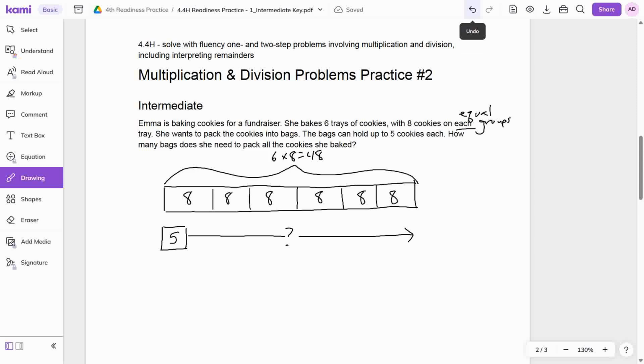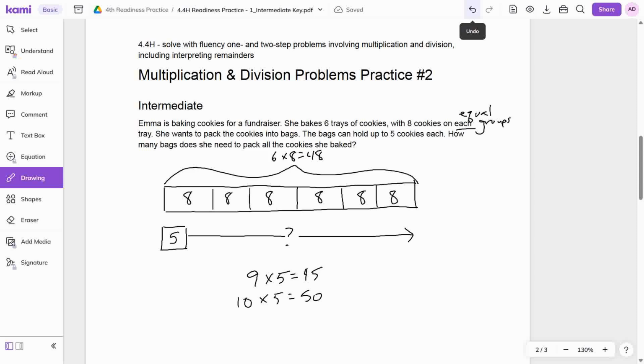Okay, we need to think about 9 times 5 gets me 45. That's 3 short. 10 times 5 gets me 50. Now, it never said that each bag has to be completely full, so at this point we're dealing with the remainder. Okay, so 9 times 5 is 45 with 3 remaining.